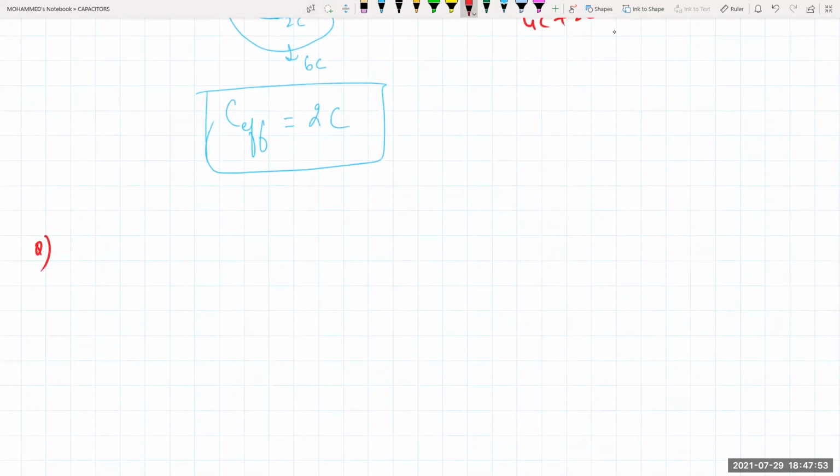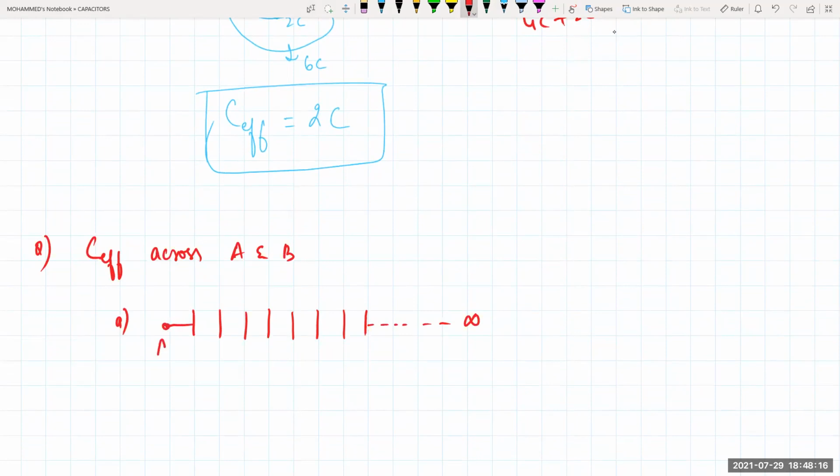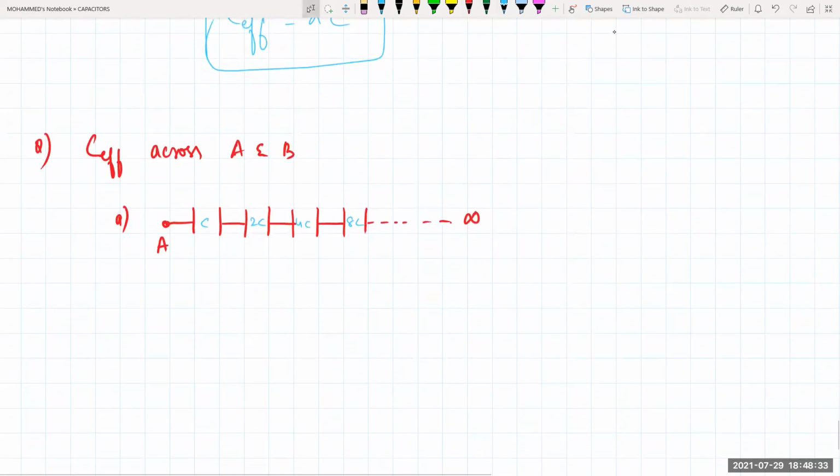See this question: C effective across A and B. First one is a capacitor here. Second capacitor, third capacitor, fourth capacitor, going on up to infinity. The first one has capacity C, the next is 2C, the next is 4C, the next is 8C. Like that up to infinity, till point B.